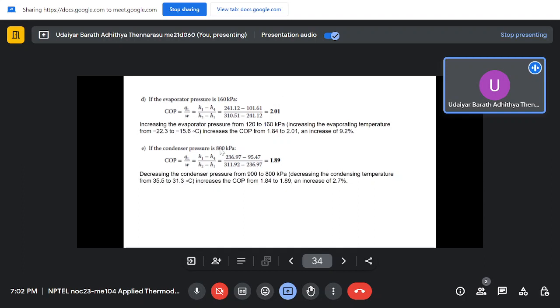Similarly, when the condenser pressure is brought down from 900 kilopascal to 800 kilopascal, if we calculate COP, it is 1.89. So decreasing condenser pressure decreases the condensing temperature from 35.5 degrees Celsius to 31.33. So condensing temperature has come down and COP is also increased, but the increase is very small, which is 2.7%.